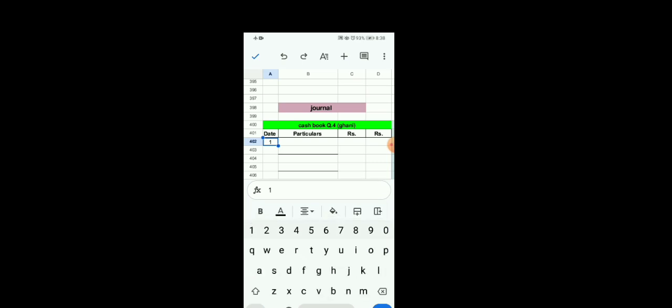We are now at entry number 1, which is October 1. So we will post the date first. Here you can write 1. Since all entries are related to a single month, you may write October over here, or you may write October at the start.